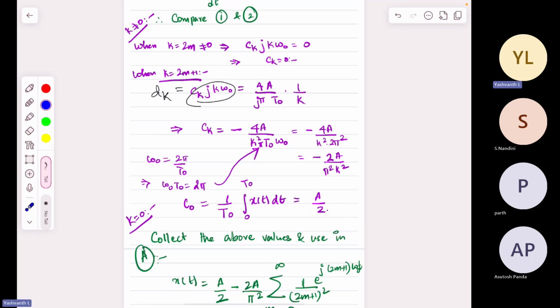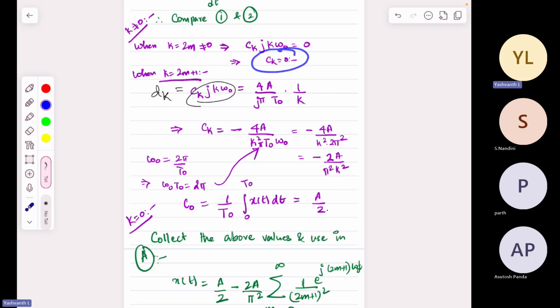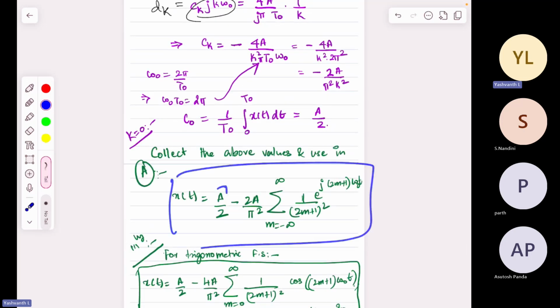Okay. So you collect c naught, and then you have collected the values of ck for an odd integer, and for an even integer it is 0. Right? Ck is 0 if it's an even integer, and ck is equal to minus 2a by pi square k square if k is an odd integer. Therefore, you collect both of them. So a by 2, which is c naught, and minus 2a by pi square into the sum over 1 by 2m plus 1 the whole square into e power j 2m plus 1 omega naught.